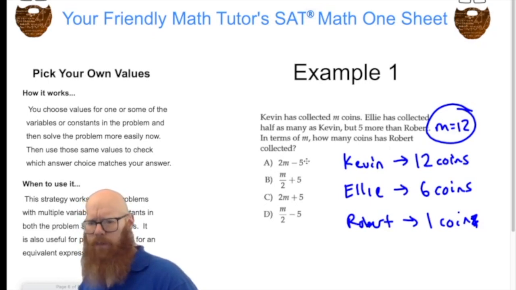Because 2 times 12 minus 5 is definitely not 1. 12 divided by 2 plus 5 is not 1. 2 times 12 plus 5 is not 1. But 12 divided by 2 is 6. 6 minus 5 is 1.